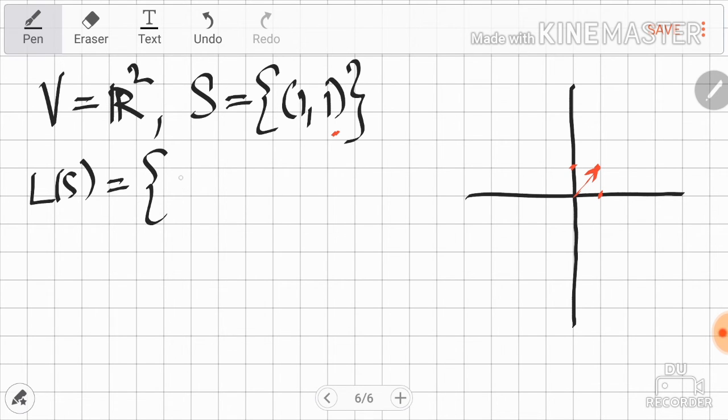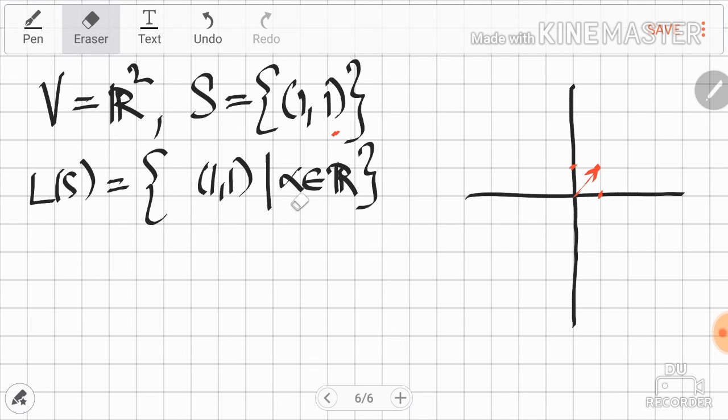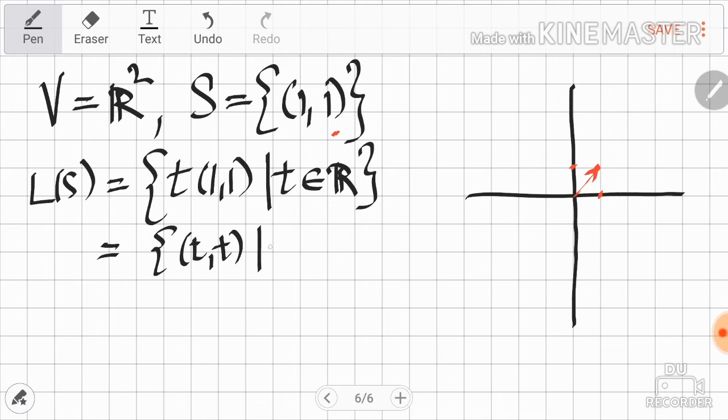the vector in S, which can be simply written as alpha times 1 comma 1, where alpha belongs to the set of real numbers. There is nothing special about this alpha. I can replace this alpha also by the letter T. So what would I get? This is simply the set of all T comma T, where T belongs to R.